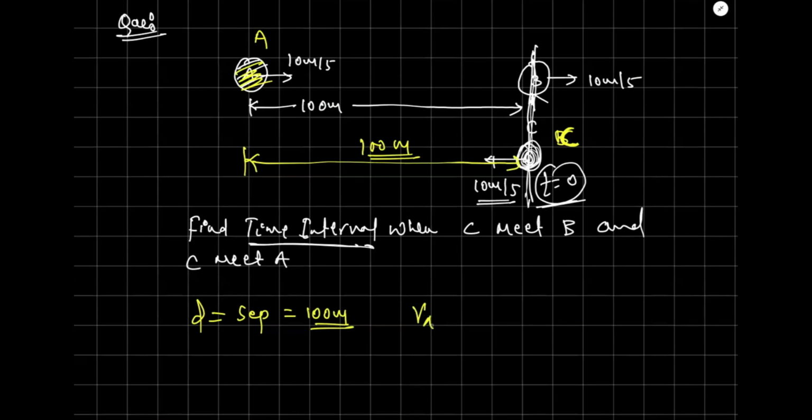Velocity of A with respect to C हम यहाँ पे लेते हैं ना, या फिर आप उल्टा भी ले सकते हो चाहो तो, राइट. तो कितना आएगा, that will be velocity of A minus velocity of C. The velocity of A is 10 meter per second and velocity of C is minus 10 meter per second. So it will become plus 10. So the velocity of A with respect to C is 20 meter per second.